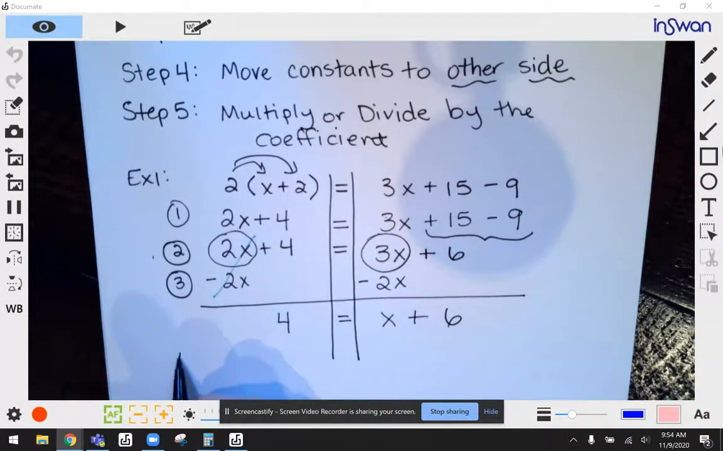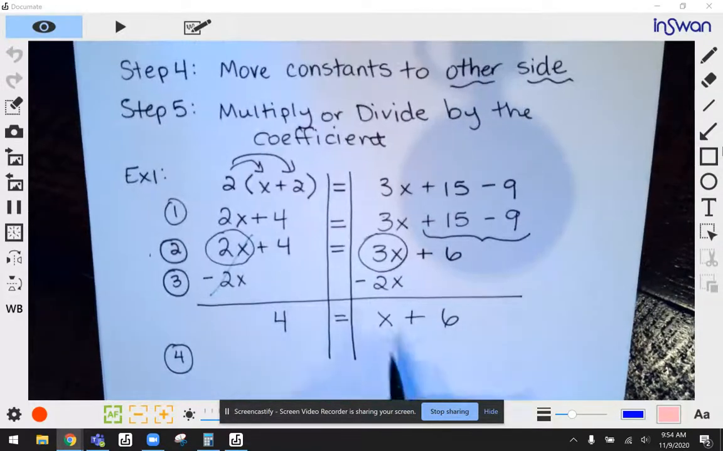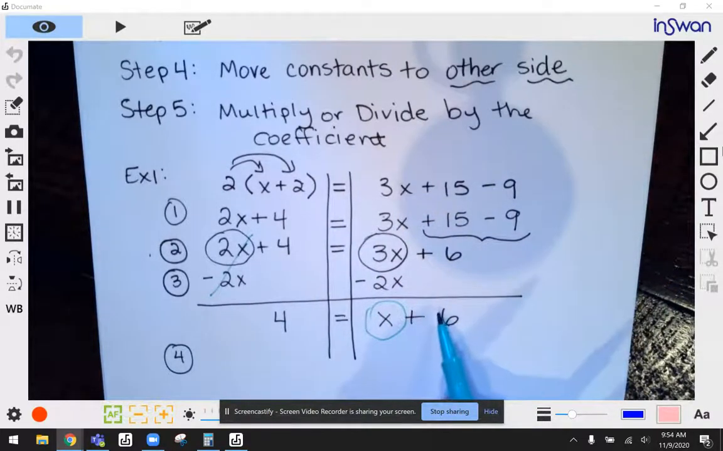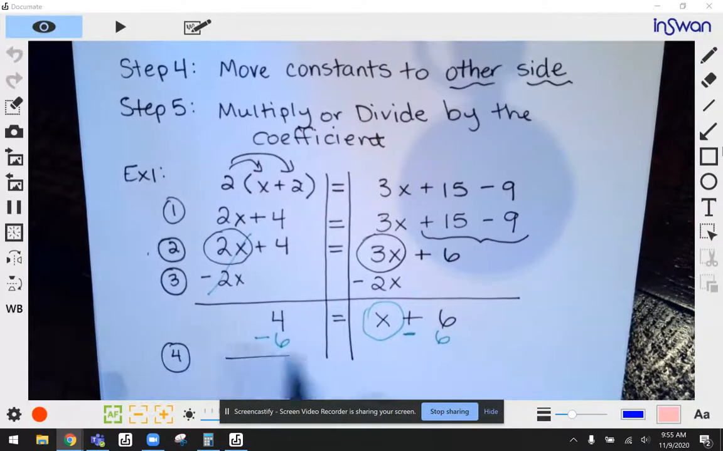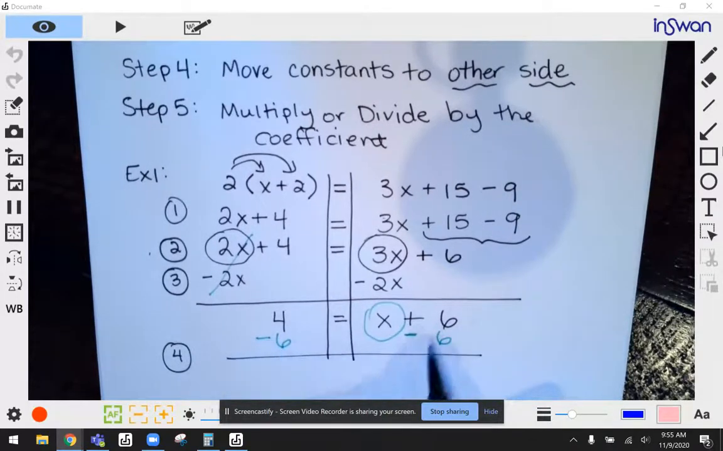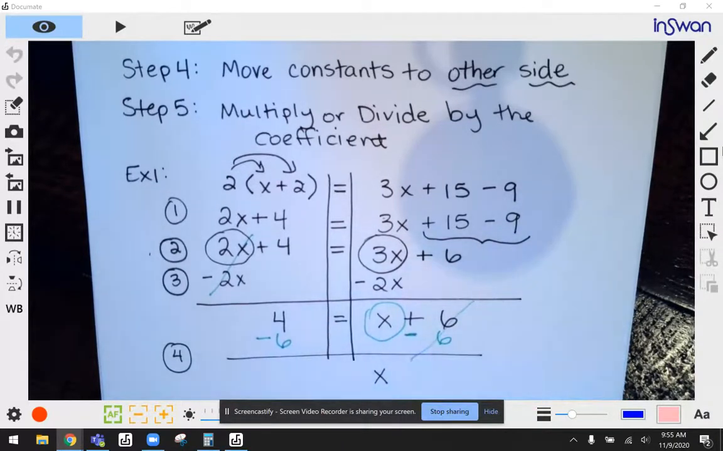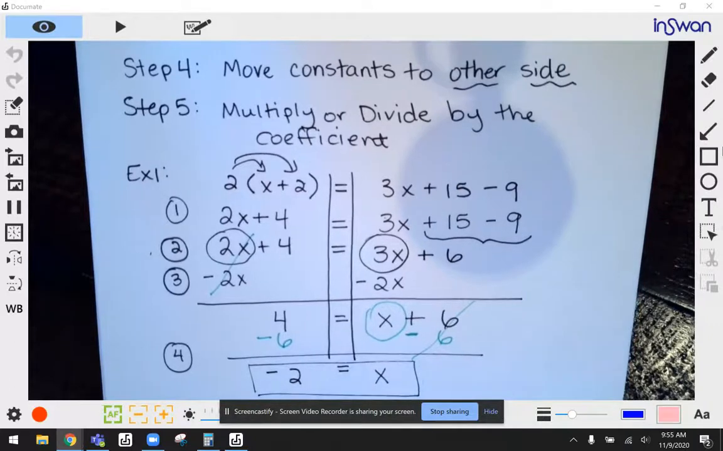Okay, now I'm ready for step 4. Move constants to the other side. So I want my variable to be by itself. I want to move this constant away. So I'm going to do the inverse operation on both sides. Remember, the net result is going to be that my x stays by itself over here, and these two cancel out. Okay, so x equals, and then 4 minus 6 is negative 2. So my final answer is x equals negative 2.